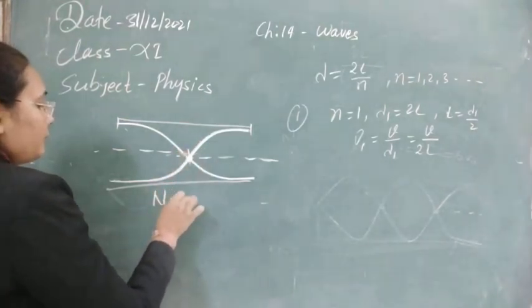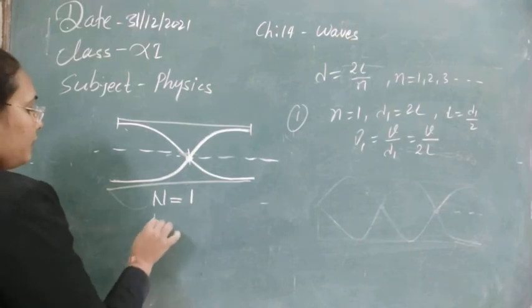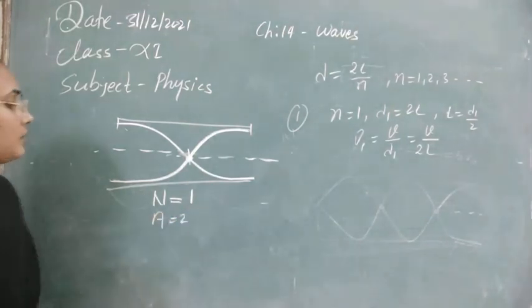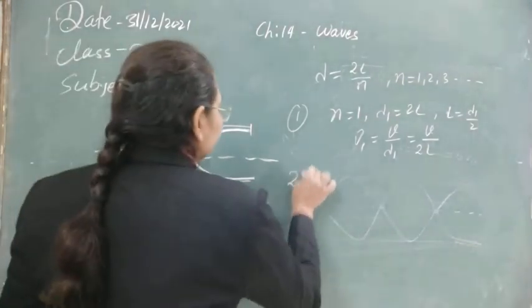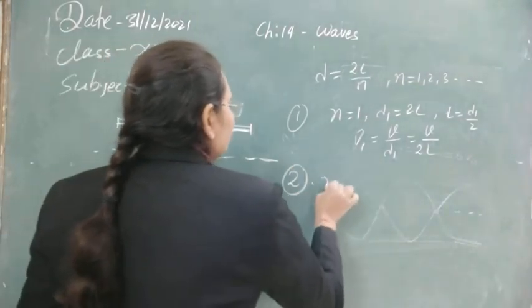Now the number of node here, that is 1. Number of antinode we will see, that is 2 now in this case. Similarly for the second one, let's see, n is equal to 2.